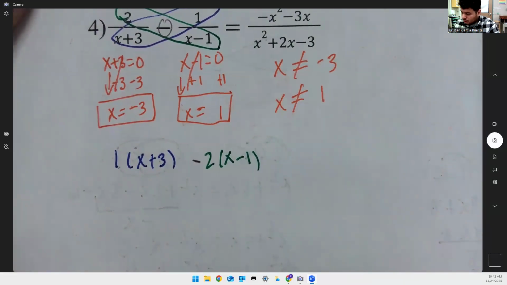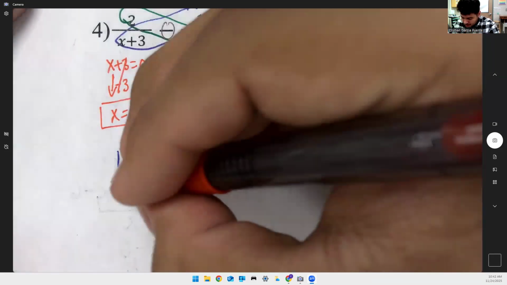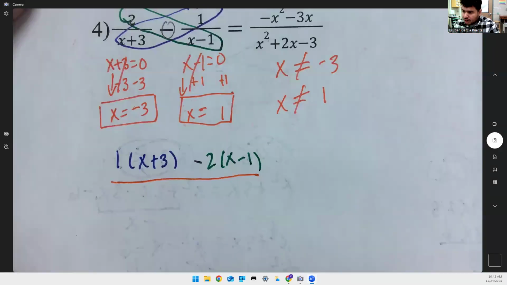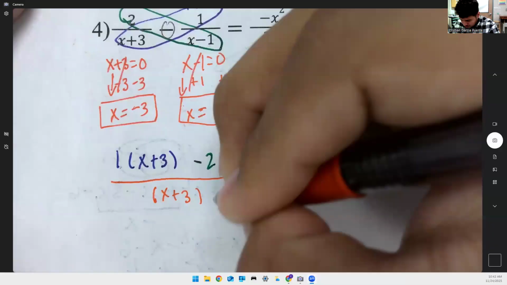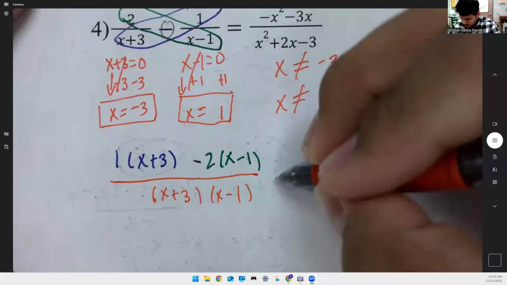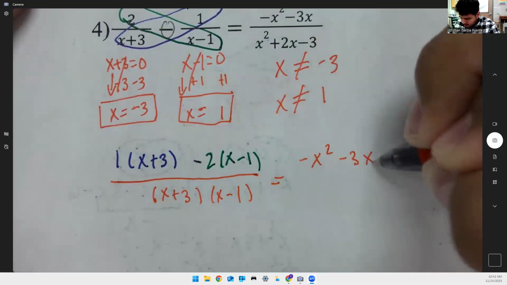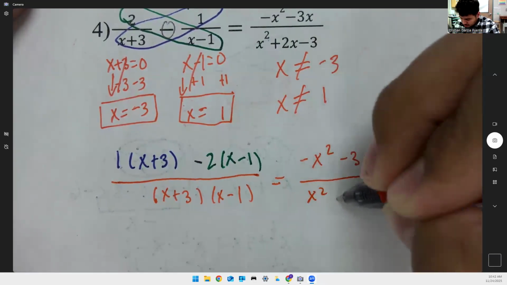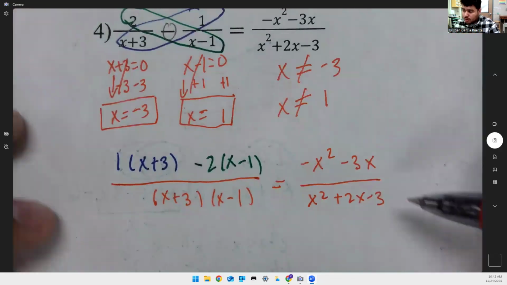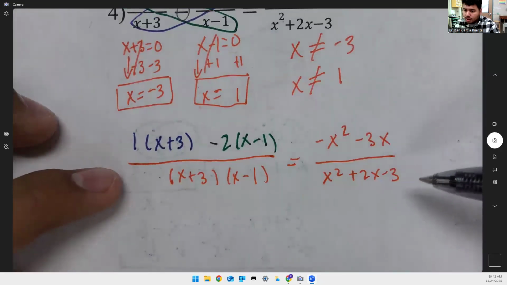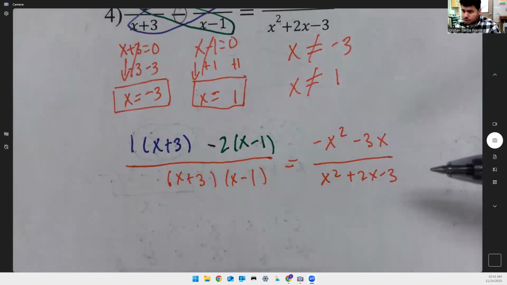And now again, usually we skip this step. I'm just going to write it so you guys don't get as confused. You just put your denominators on the bottom. So you have x plus 3 and x minus 1. And that's going to equal this whole fraction, which is negative x squared minus 3x all over x squared plus 2x minus 3. And then again, the bottoms are not always going to be equal to each other, but on the problems that we give you, they are going to be equal to each other. Just maybe not on the worksheet, but for sure on the exams.